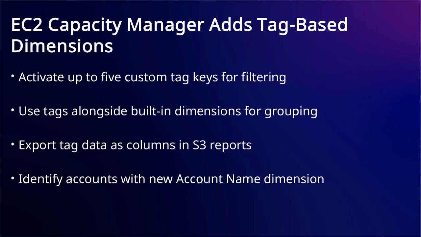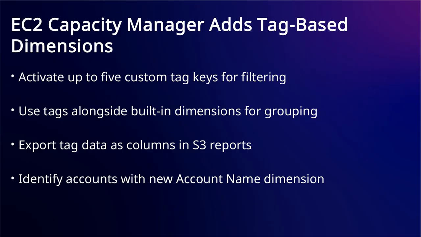Monitoring and optimizing EC2 capacity across multiple accounts and resources can be difficult when you cannot organize metrics by your existing organizational structures. EC2 Capacity Manager now supports tag-based dimensions to address this challenge. You can activate up to 5 custom tag keys such as environment, team, or cost center to filter and group capacity metrics. You can use these tags alongside built-in dimensions like region, instance type, and availability zone in both the console and APIs.